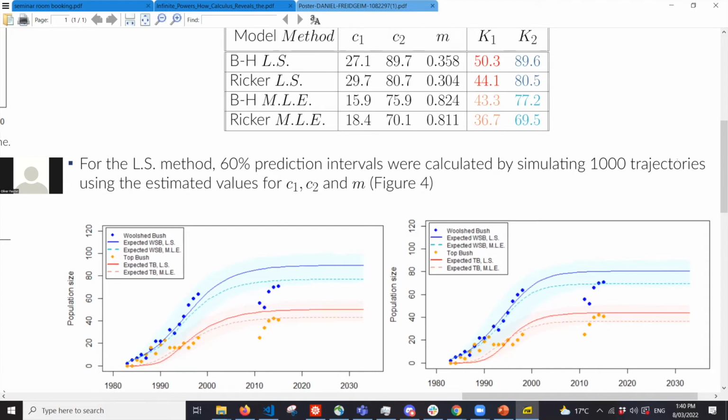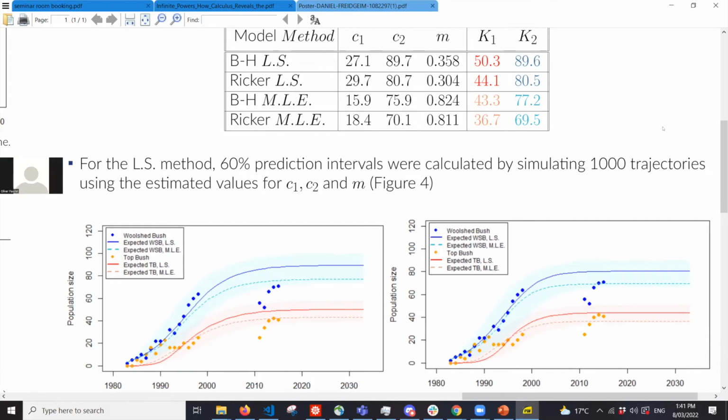Also, the shaded areas in the background are a 60% prediction interval, which was constructed using a bunch of simulations, 1,000 in fact, of trajectories using the estimated parameters, and looking at the inner 60% area. So technically, 60% of the observed data points should be within those bounds. The blue band is for Woolshed Bush and the orange-pink band for Top Bush.